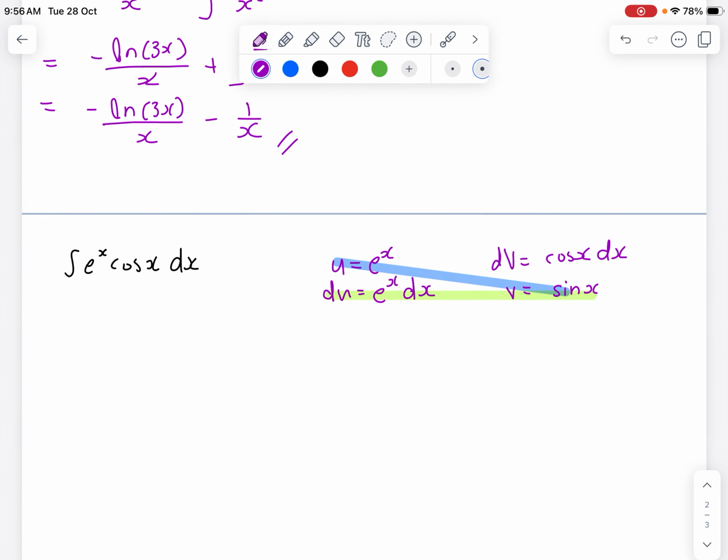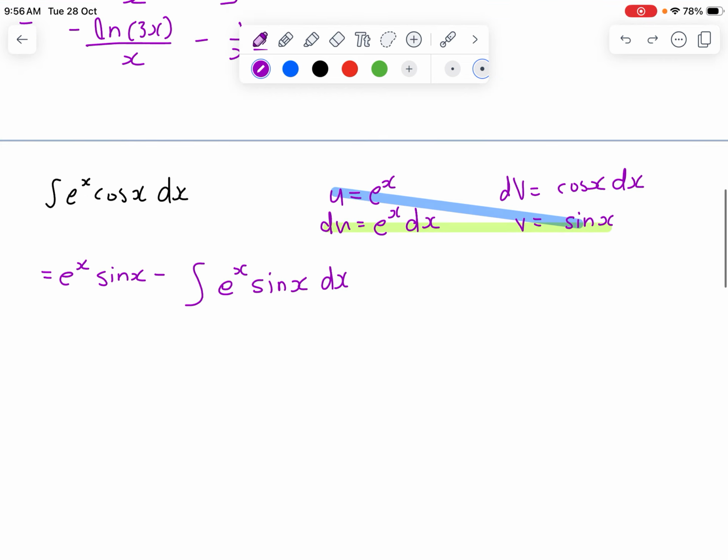So we have e to the power of x times sine x minus the integral of, so the order really doesn't matter, I'm just basically multiplying them, right? So now that we have that, we can see that we didn't really make it easier. So in this case, what we want to do is not give up. Definitely don't give up. What we want to do is integrate that again. We want to do integration by parts again.